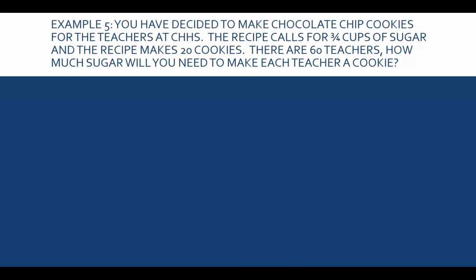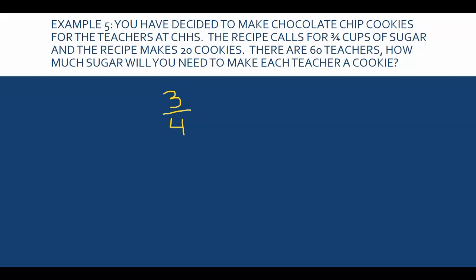So you've decided to make chocolate chip cookies for the teachers at the high school. The recipe calls for 3/4 cups of sugar to make 20 cookies. There are 60 teachers, and you want to make each teacher 1 cookie. How many cups of sugar do you need? Okay, Logan. Let's set up our first proportion. What proportion or fraction do we want to start with? Go ahead, Dominique. 3/4.